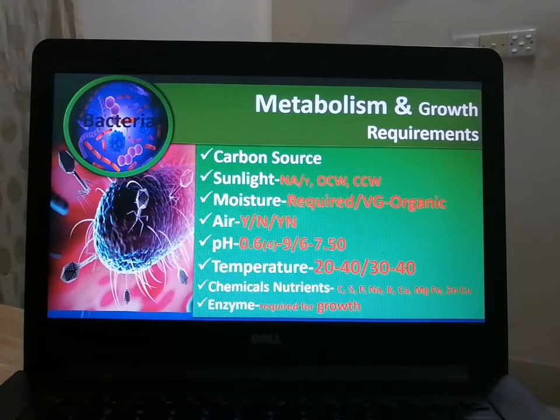As for air, some bacteria, called aerobic, need air. Some bacteria do not need air, and they are called anaerobic. Sometimes oxygen becomes toxic for them. So for air, it is multiple: yes, no, yes, no. And some bacteria can grow in both conditions, with oxygen and without oxygen.